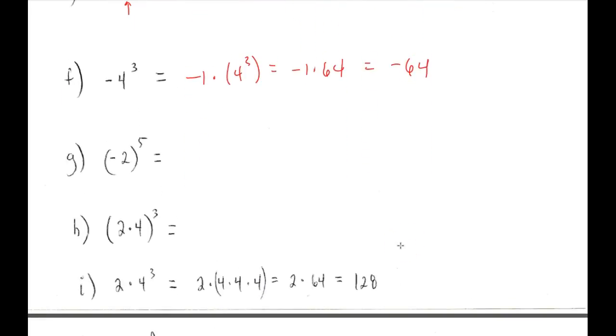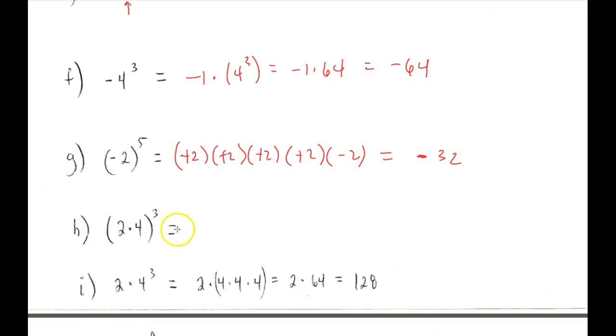So moving on, we'll see that negative 2 raised to the 5th power is just negative 2 multiplied times itself 5 times. Of course, anytime we have two negatives multiplied times each other, that is a positive. So we end up with a negative answer. 2 times 2 is 4. 4 times 2 is 8. 8 times 2 is 16. 16 times 2 is 32.